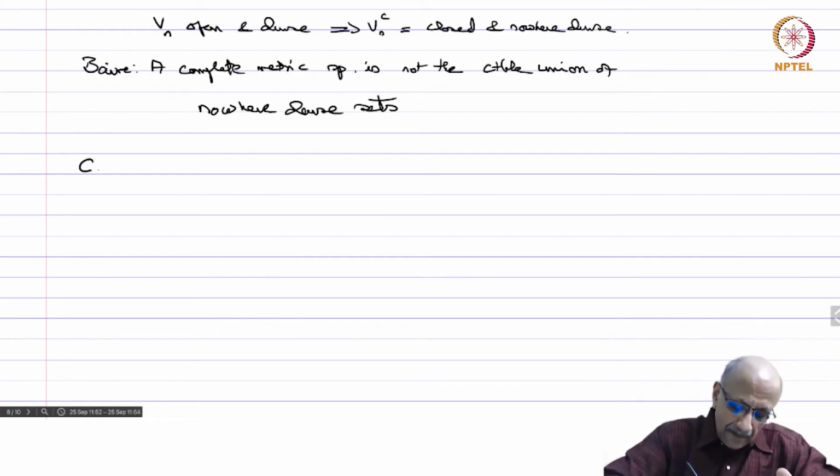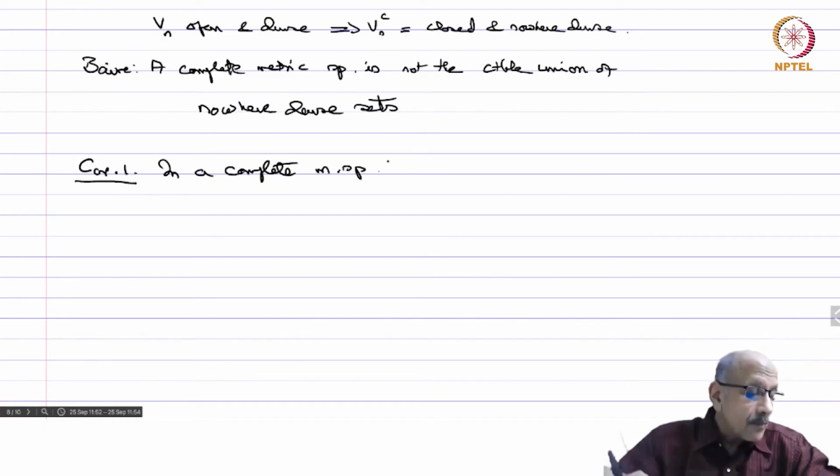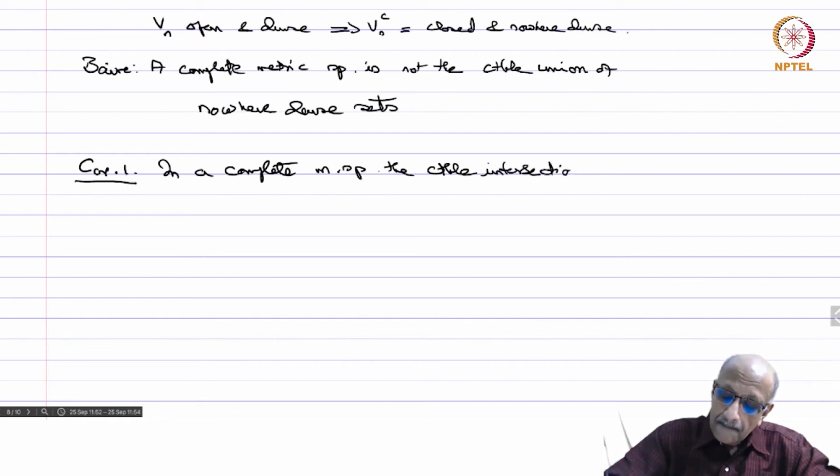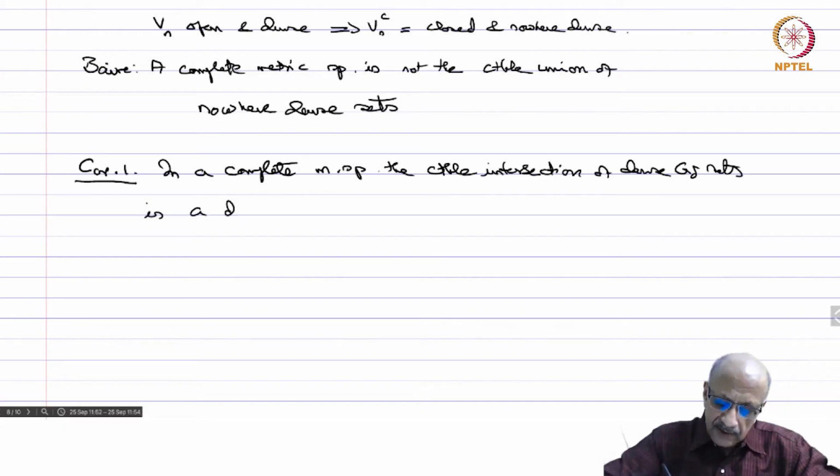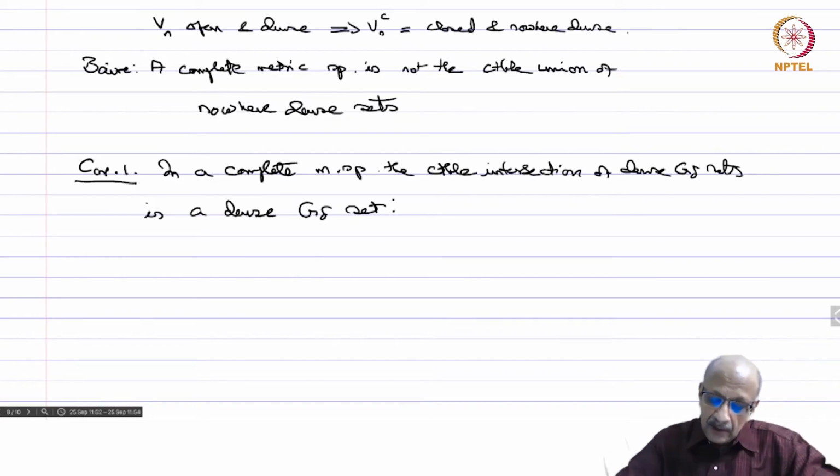Now, corollary: in a complete metric space, the countable intersection of dense G delta sets is a dense G delta set. Okay, now what does this mean? A G delta set is a countable intersection of open sets.